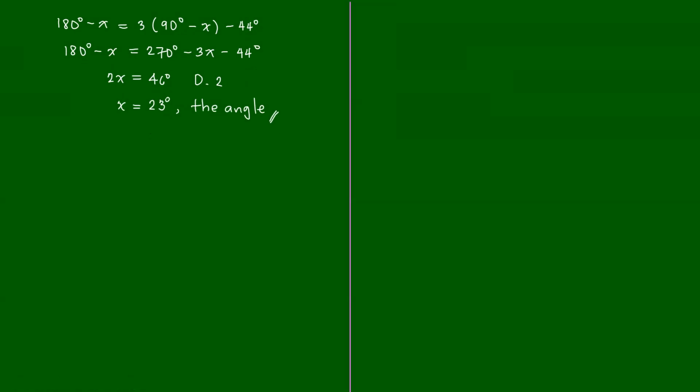Simplifying the right side, distribute 3 inside the parenthesis. We have 270 degrees minus 3x, then minus 44 degrees. Negative 3x when transposed and added to negative x, we now have 2x. 270 degrees minus 44 degrees, then minus 180 degrees when 180 is transposed, getting 46 degrees. So dividing both sides by 2, we get x equals 23 degrees. So that's the angle. We're asked of the angle only, not the complement, not the supplement.